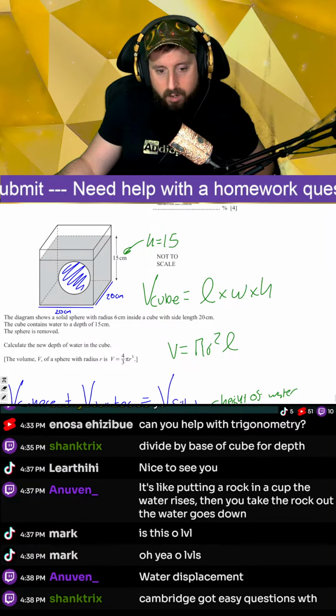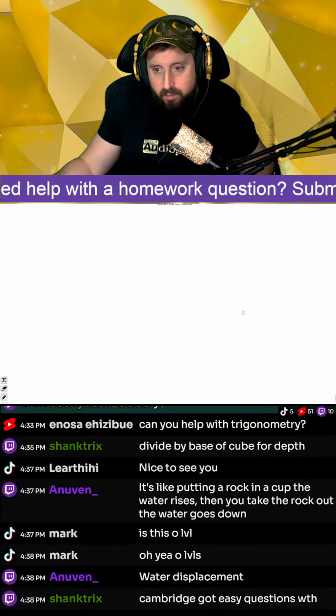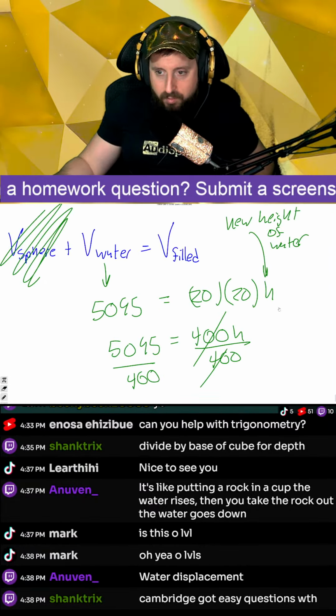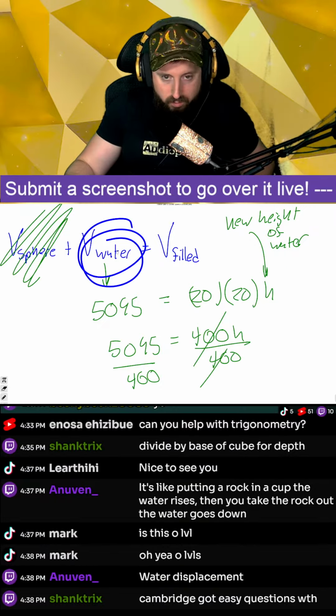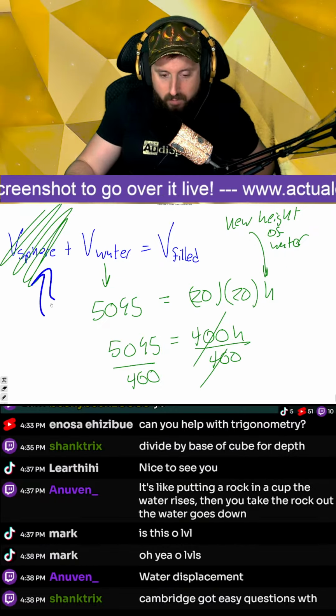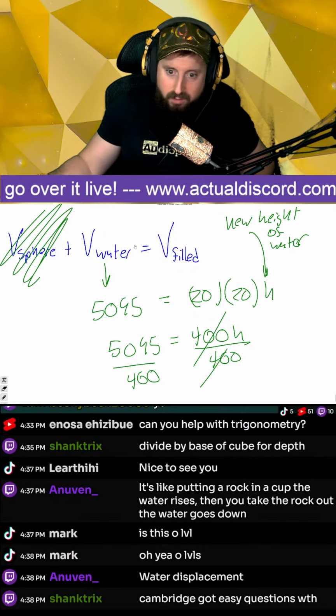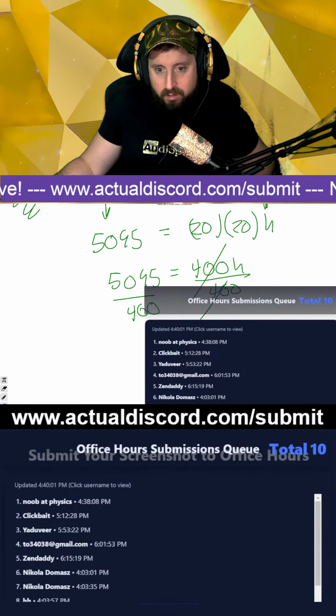Oh. Yeah? So, that's why we're figuring out the new height with just the water. It doesn't have the sphere in it anymore. Okay. Yeah? Starting to click?